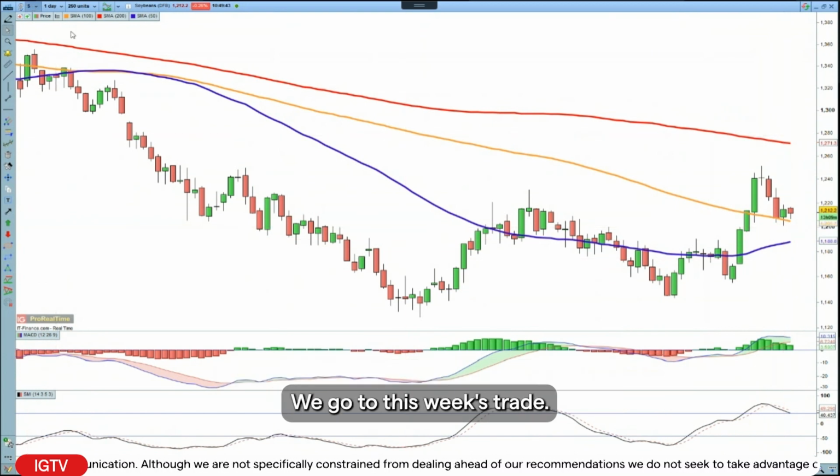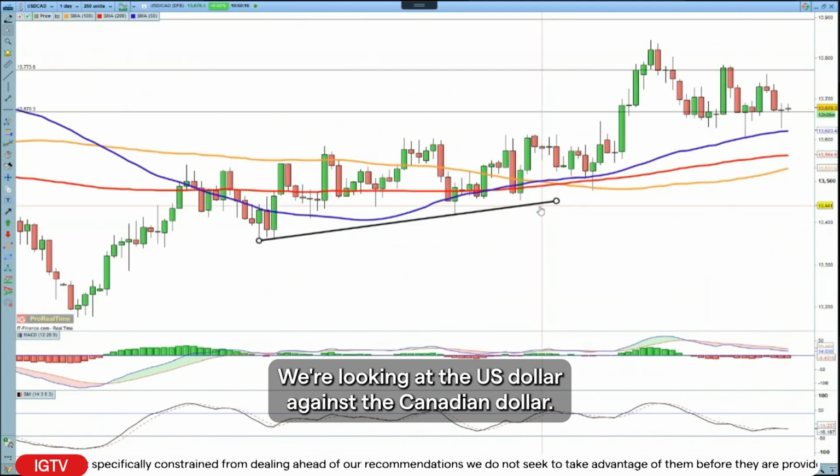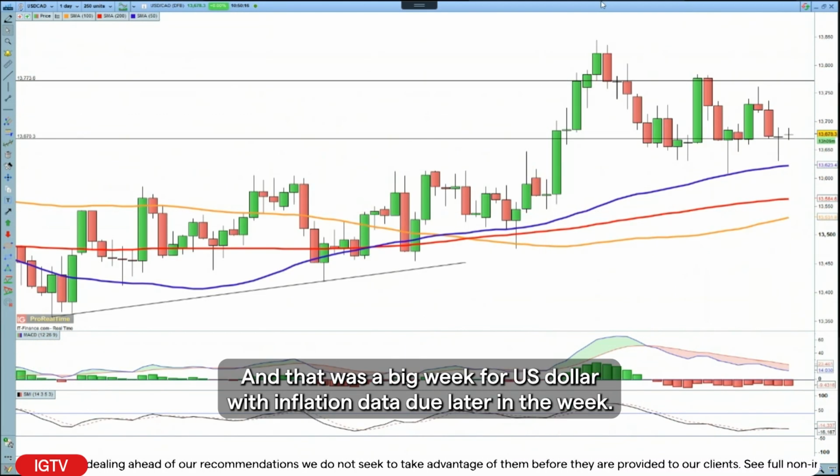We go to this week's trade. We're looking at the US dollar against the Canadian dollar. Now, it's of course a big week for the US dollar with inflation data due later in the week.